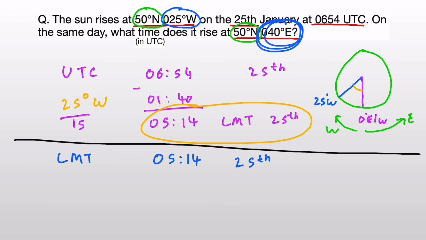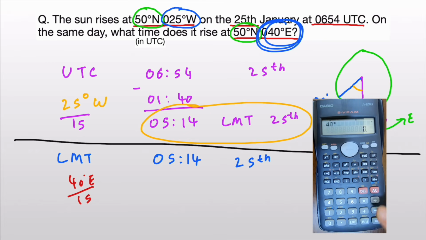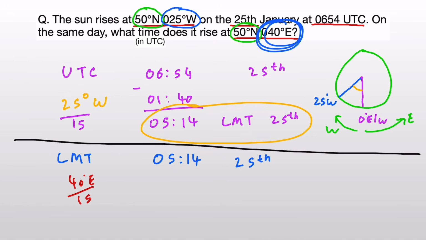Now what will be this time in UTC? So what's the coordinate? It is 40 degrees east. I write it here. Divide by 15. I get 2 hours 40 minutes.